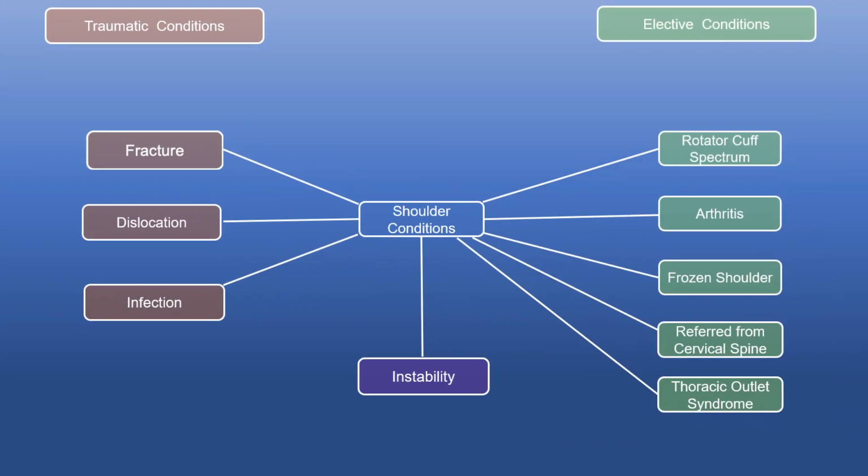So there are traumatic presentations, usually fairly easy to identify. The important thing is not to miss the infection. Elective presentations are a little bit more difficult because you need to know the exact conditions that can occur in a shoulder, and that's what this talk's all about. The most common condition that occurs in a shoulder is the rotator cuff spectrum.